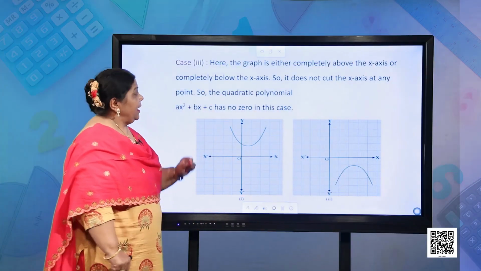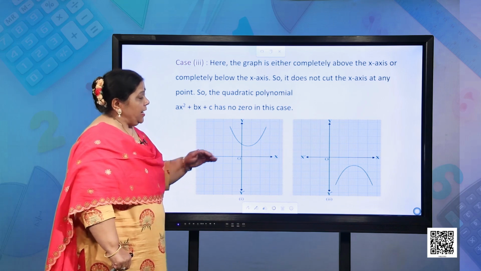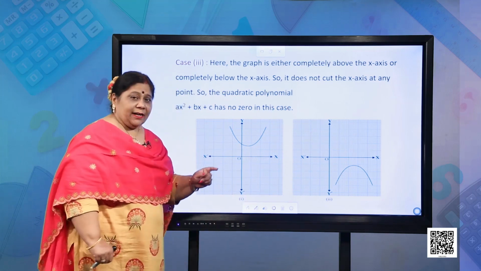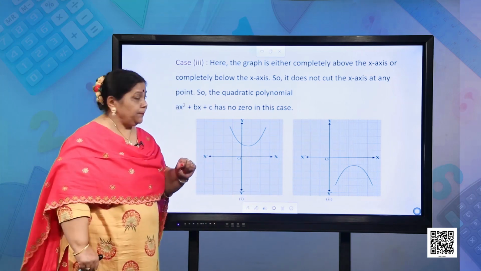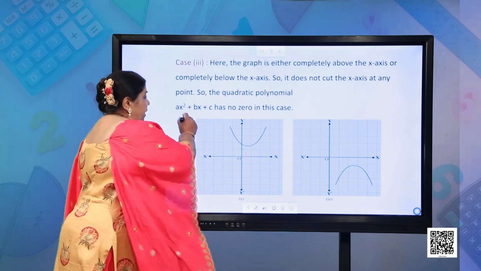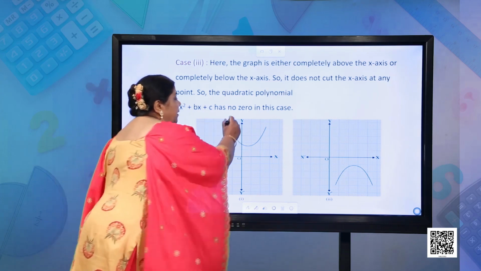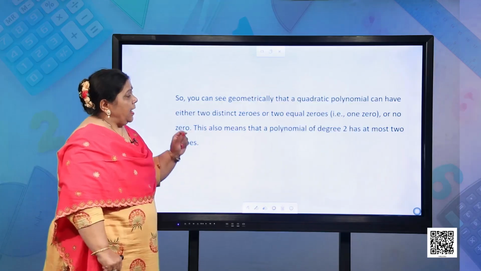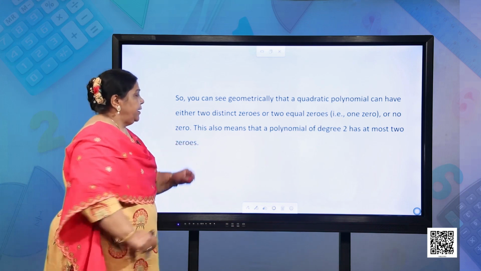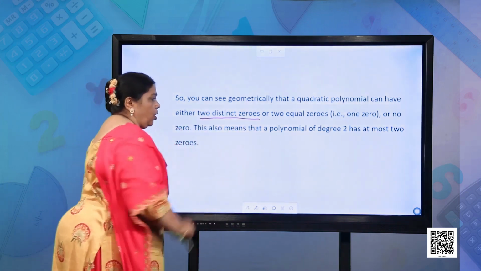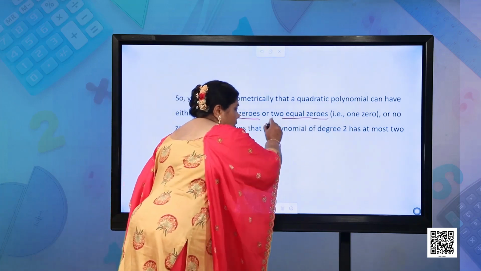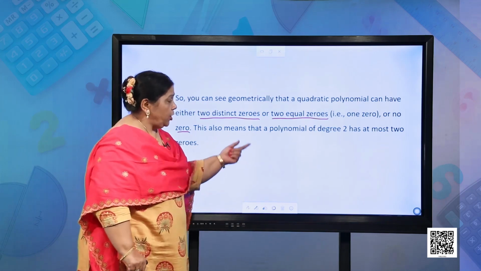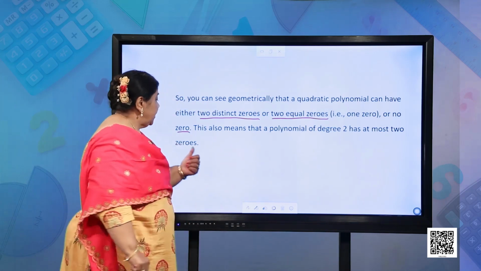Now, let us look into the third case. Here it is very interesting. Here the graph is either completely above the x axis or completely below the x axis. So, it does not cut the x axis at any point. So, the quadratic polynomial ax square plus bx plus c has no 0 in this case. We can see geometrically that a quadratic polynomial can have either two distinct zeros or two equal zeros or no 0 at all. This also means that a polynomial of degree 2 has at most two zeros.